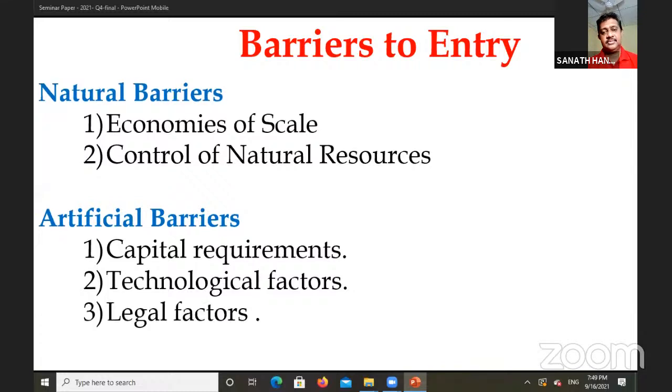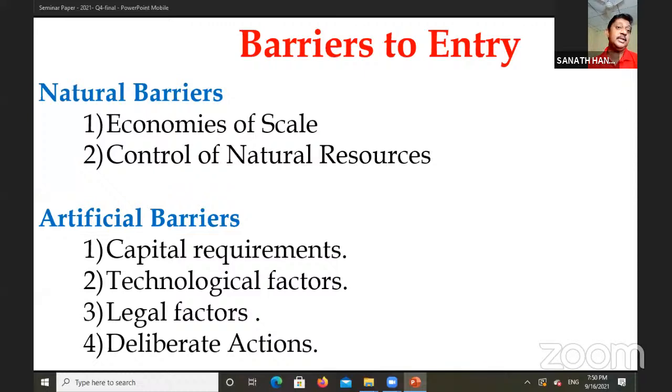Legal factors. A very good example in Sri Lanka: the tobacco market is under the monopoly of the tobacco company because of the legal factor. That cannot be changed, so cigarettes and other tobacco products will be under monopoly forever. Deliberate actions means the existing firms do not allow anyone to come into the market. When a new firm comes, it is blocked by existing firms.